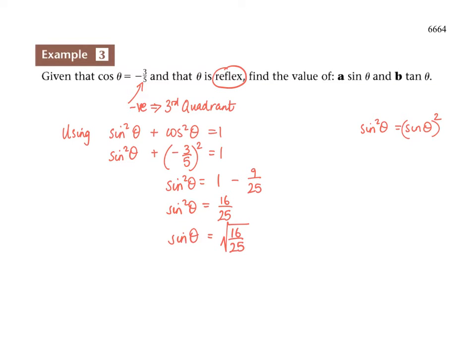Now, to find out what sine theta is, we have to take the square root of 16 over 25. In our quadrant system, it's in the third quadrant, that's what we said from the beginning, because it's a reflex angle, so it must be in the third quadrant. So all Scottish teachers are clever, so actually sine is going to be negative as well. So we take the negative square root of this one, it's going to be minus 4/5.